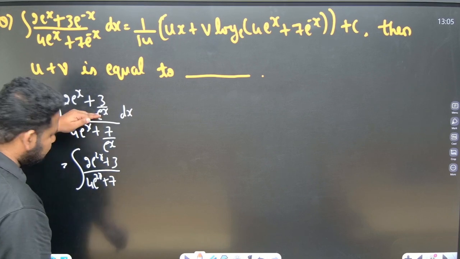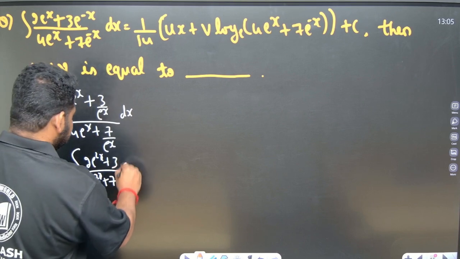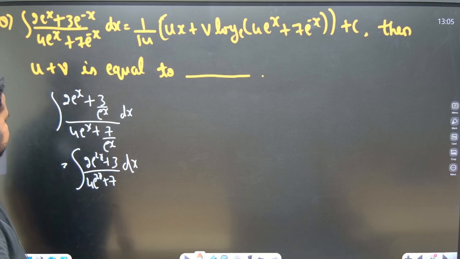Why is the denominator e power x not there? Because e power x gets cancelled in both the denominators. So finally I have this one. Now I have to take one of the values as t. Which I can take as t, we have to observe.